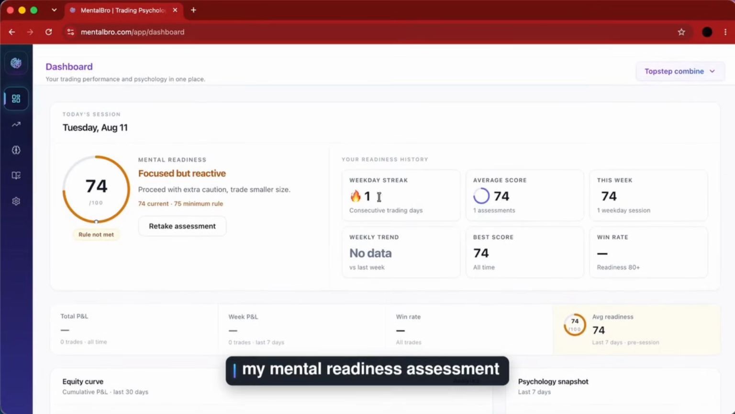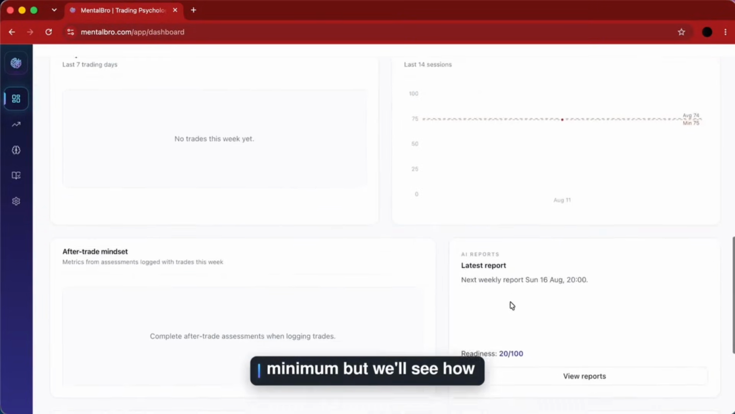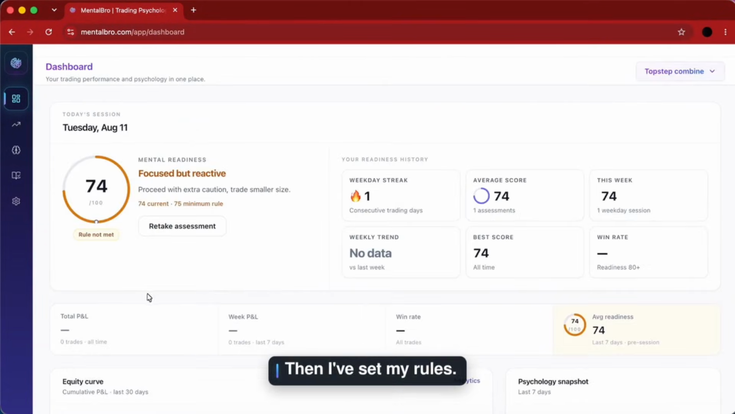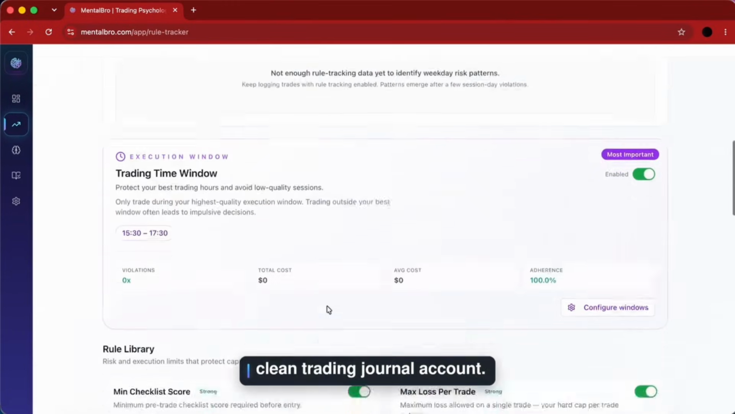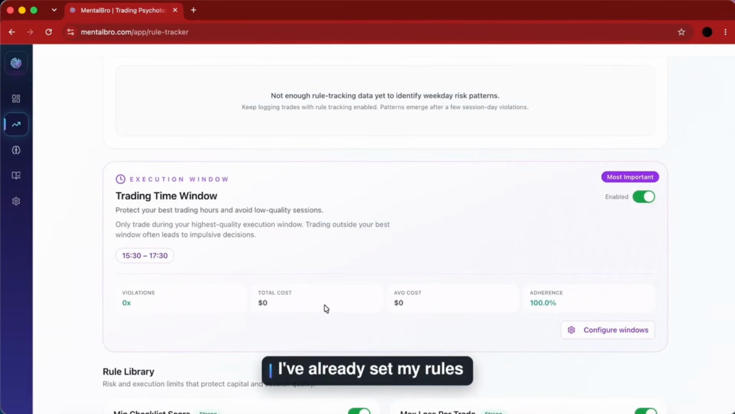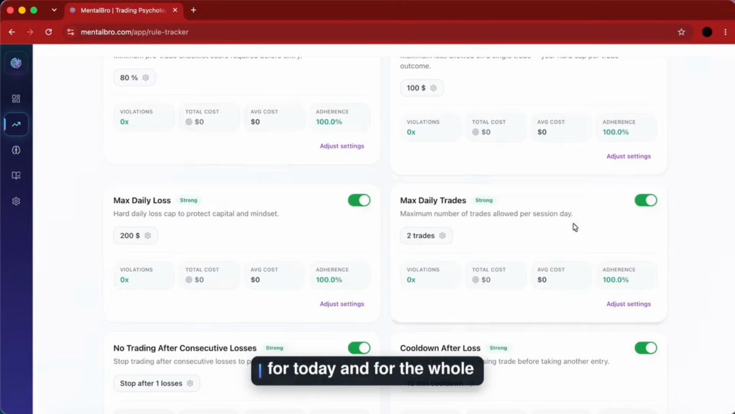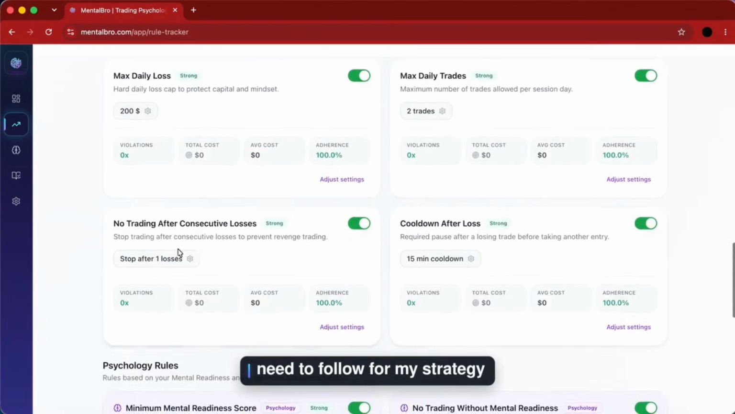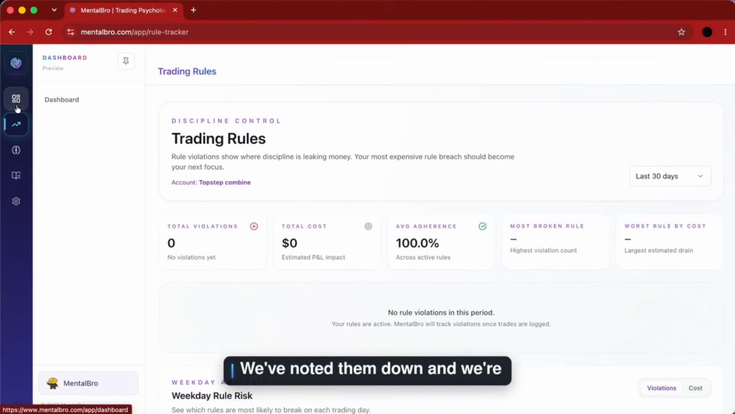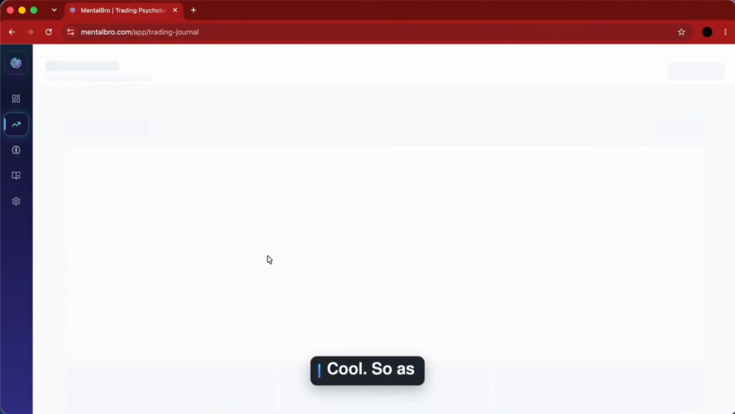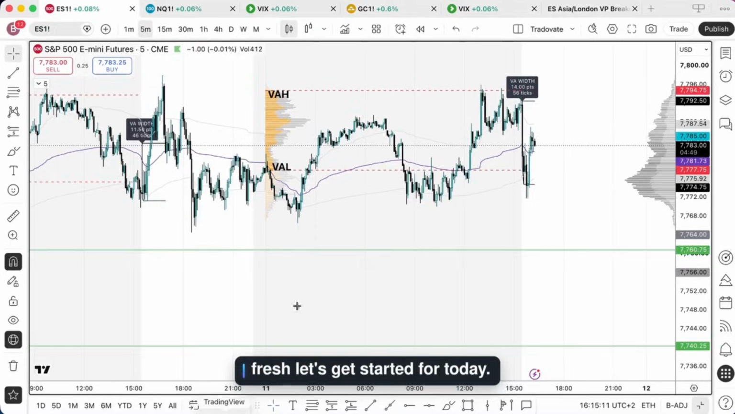I've done my mental readiness assessment for today. It was a bit off today. I had 1 point below the minimum, but we'll see how that's going to end up. Then I've set my rule target. This is a fully new, clean trading journal account. I've already set my rules for today and for the whole account. Obviously, it's not only for today, but the rules that I need to follow for my strategy to work. We've noted them down, and we're here having the trading journal. Cool. So as you can see, fully fresh. Let's get started for today.